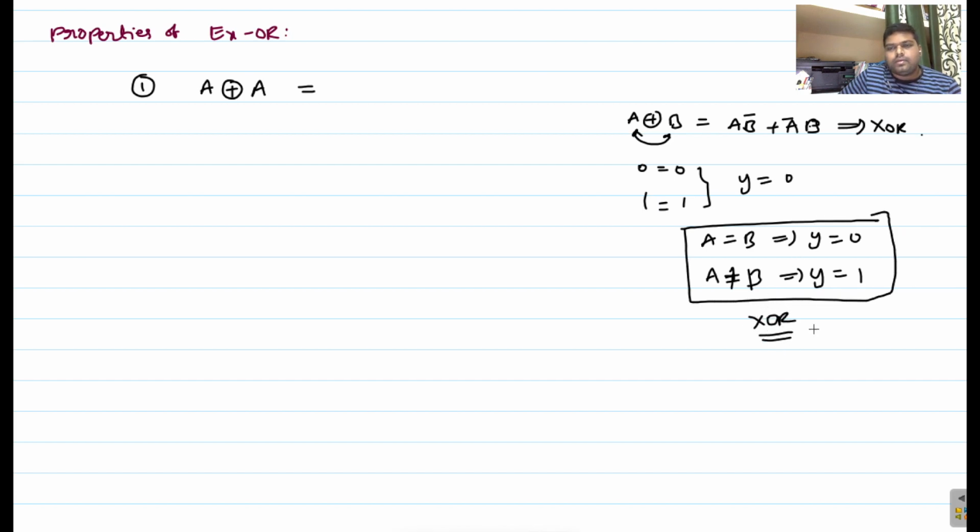Now if you observe here A and here also A, both are same. That means A equals A, both the inputs are same, so the output will become 0.